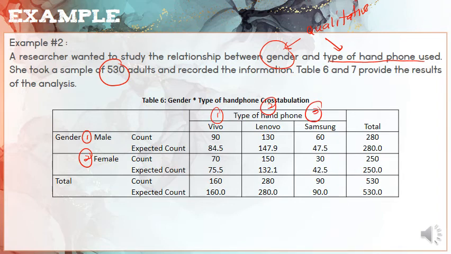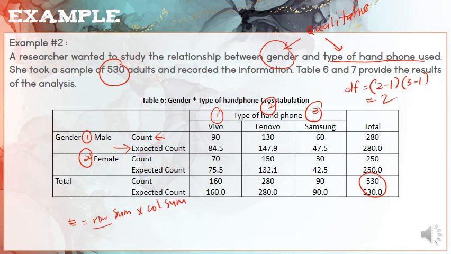So I just want to explain a little bit here. Our degree of freedom will be 2 minus 1 times 3 minus 1, so you get 2. Our grand total is 530, which is equivalent to our total sample. And given are your observed value, or observed frequency, and your expected frequency. Again, I just want to give you a quick reminder. Expected frequency is row sum multiplied by column sum divided by grand total. So you have to look at the row sum and column sum accordingly. If you want to calculate this one, then its row sum is 280 and its column sum is 160, and the grand total will be 530.